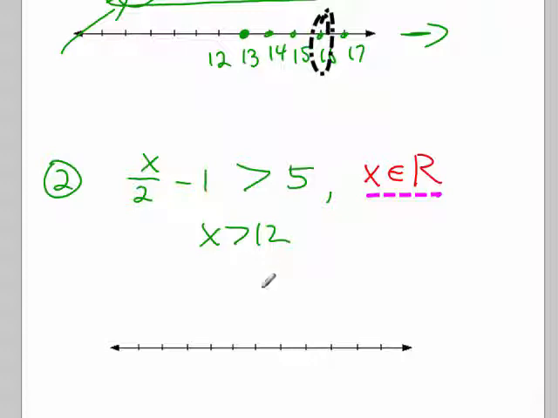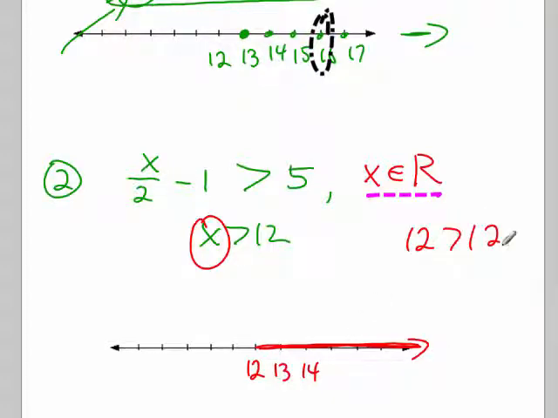So when I go to plotting my solution on the number line, 12, 13, 14, I want all the numbers to the right. But I don't want 12 because 12 is not greater than 12. 12 would be included with greater than or equal to, but there's no equal sign there. So remember, I put an open circle to represent that. And I'm showing my solution as a statement and pictorially as a number line.